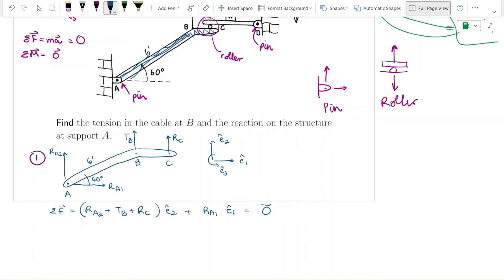This means that RA2 plus TB plus RC equals 0. And this also means that RA1 is equal to 0. This is in the E2 hat direction. This is in the E1 hat direction. So we know that the reaction in the E1 hat direction at support A is equal to 0. Okay, now we need to figure out what these other ones are. But, you know, we clearly don't know that yet. So let's just move on.